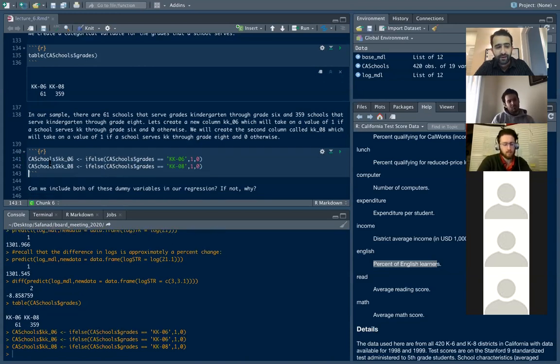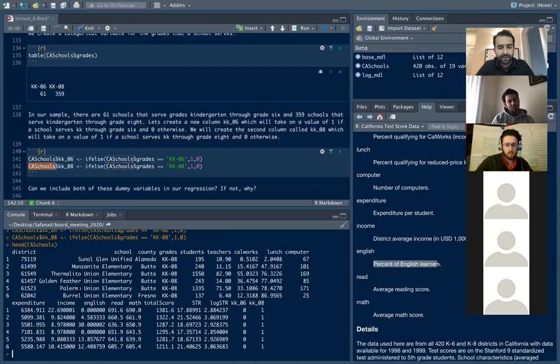Now I have two new columns. If I preview the data set, there's two new columns. So this first school, KK06 is 0, KK08 is 1. Is it ever possible for a school to be in both categories? The school should be in only one category. There should only be one dummy. These two things basically say the same thing. If you're not in KK06, you're in KK08. If you're not in KK08, you're in KK06.